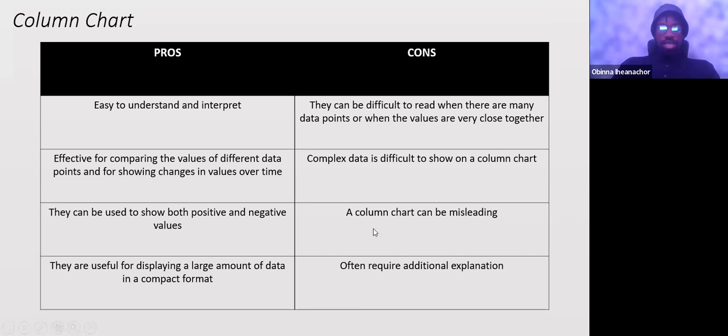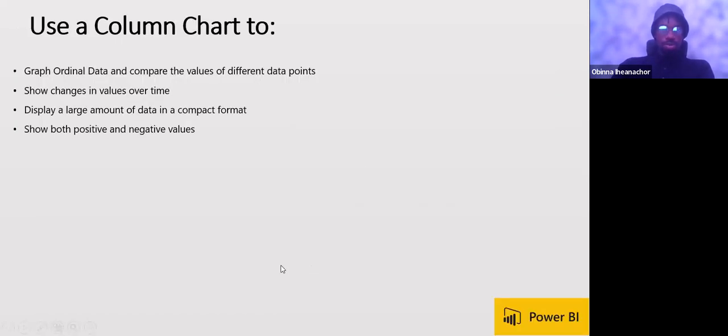And the cons are they can be difficult to read when there are many data points or when the values are very close together. Also, complex data is difficult to show on a column chart. And depending on how you set the axis, right, and the scales, it can be misleading. And also, it often requires additional explanation. So you need to add extra notes in some cases or explain better what it signifies.